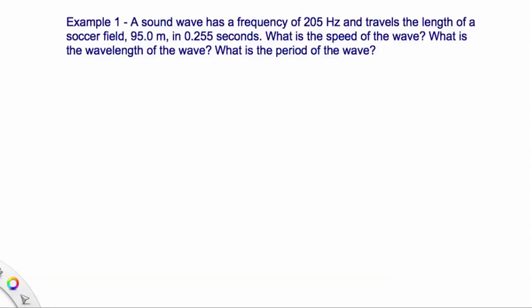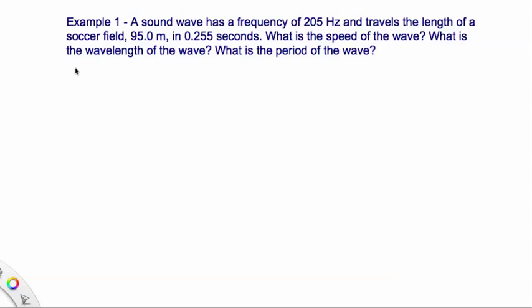Let's look at some problems using these equations. A sound wave has a frequency of 205 Hz and travels the length of a soccer field, which is 95 meters, in 0.255 seconds. What is the speed of the wave? What is the wavelength of the wave? And what is the period of the wave?